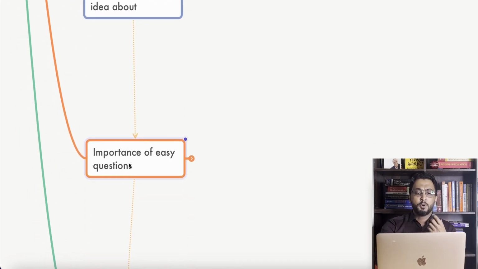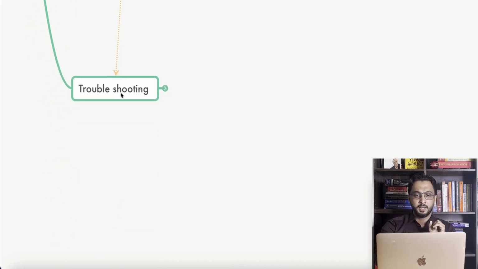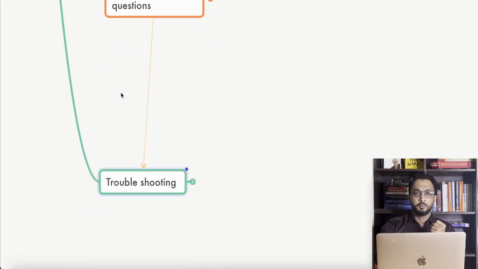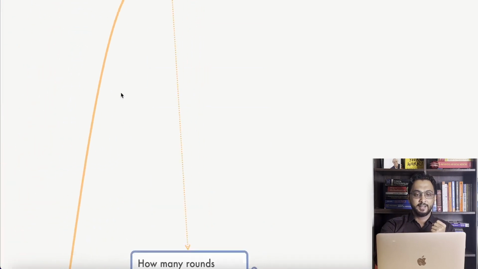Then I'll come to the importance of easy questions. I've discussed all those difficult areas, but people might not understand the importance of easy ones, so I'll discuss it separately. Then a little bit on troubleshooting, that is, how to decrease negative markings. What if I first attempted this and felt it was correct, then thought another option might be correct? What should be done in that kind of situation? What if an intuition comes to your mind? All these are crucial pieces of information you have to be aware of. So let us start right away.